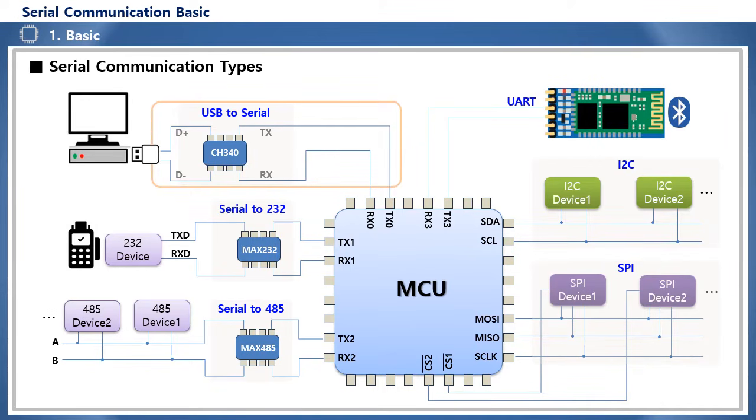In other words, the USB to serial conversion IC converts the USB D+ and D- signals to serial data, TX and RX. UART is a method of communicating by directly connecting to the serial pin of the MCU itself. It is the most basic communication method of serial communication used by connecting to Bluetooth or GPS modules or various sensors that support UART, that is, TTL-level serial communication.